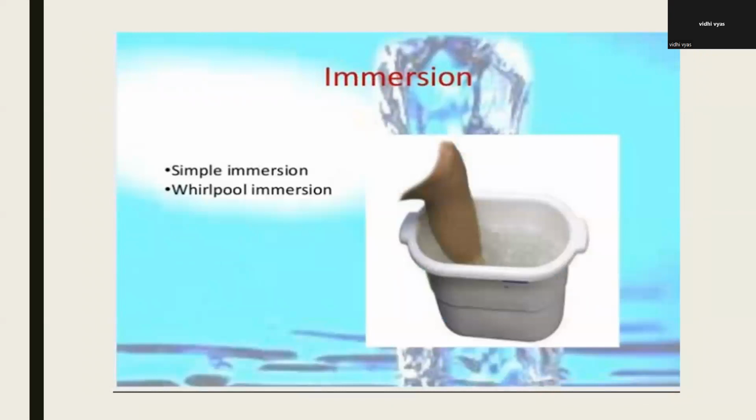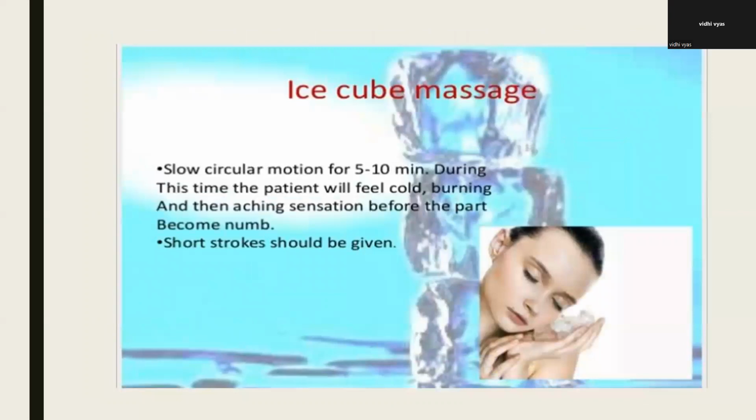Immersion: simple immersion or whirlpool immersion. Ice cube massage: slow circular motion for 5 to 10 minutes. During this time, the patient will feel cold, burning, and then aching sensation before the part becomes numb. Short strokes should be given.